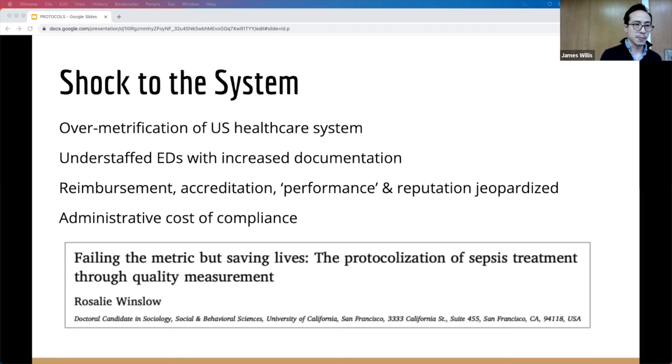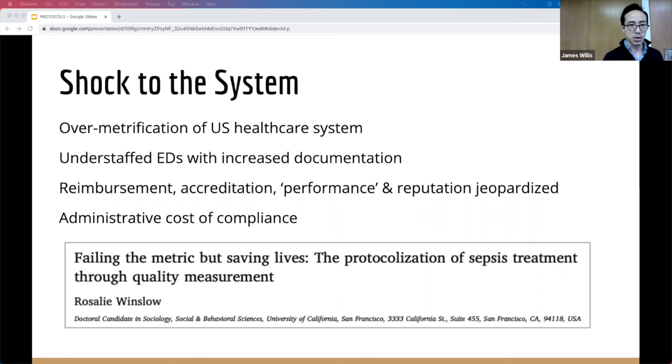So essentially, it just seems like an over-metrification of the healthcare system. You're competing from and stealing time away from important clinical care time. And it seems like a top-down approach where you're telling somebody to do something which will guide clinical care rather than the other way around.